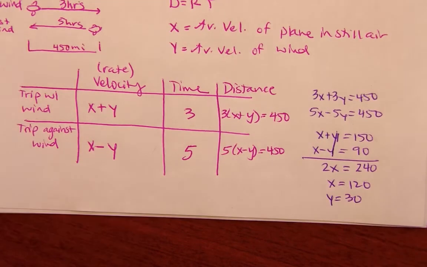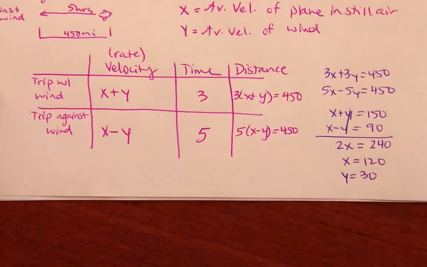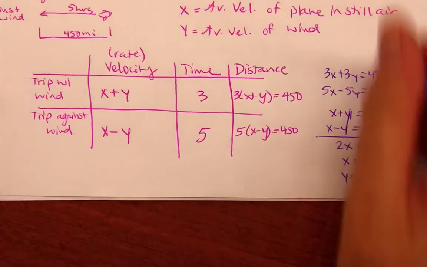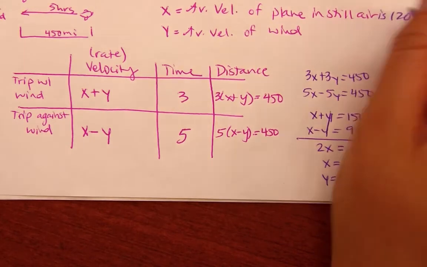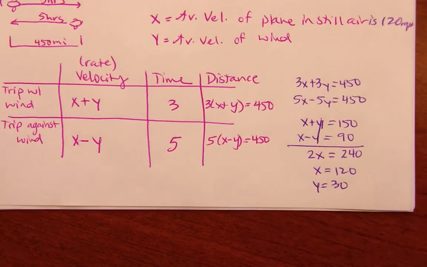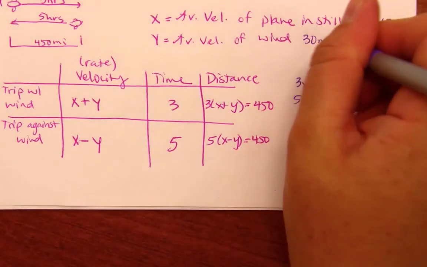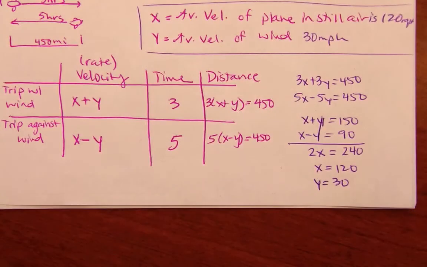And what that actually means in terms of this question is the average velocity of the plane in still air is 120 miles per hour. Squeeze that in there. And then the average velocity of the wind is 30 miles per hour. And that's our answer. And that is the end of 7-1.